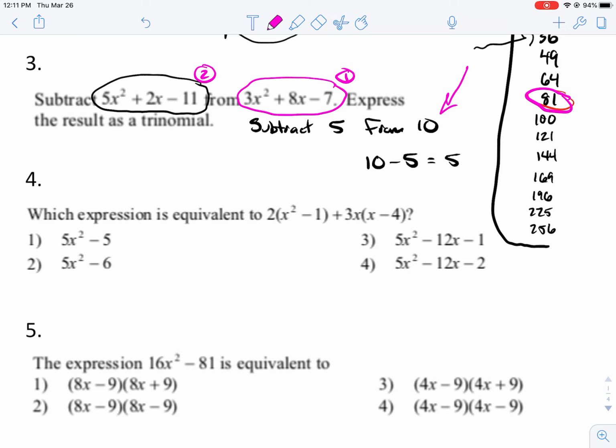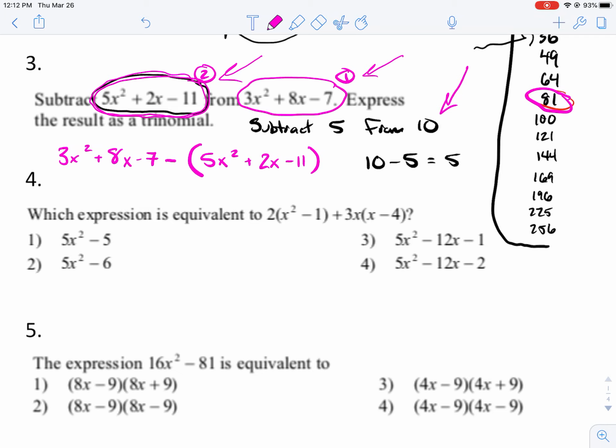All right. So in this case, subtract this from this means we're going to go 3x squared plus 8x minus 7 minus, now this is where you got to be careful as well. Notice I put parentheses around this trinomial. Okay, it's important you do that because we're subtracting this by this whole piece. All right, so we actually have to switch the sign in this particular polynomial.